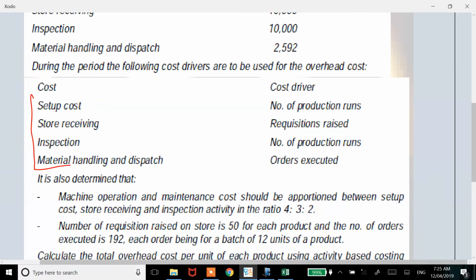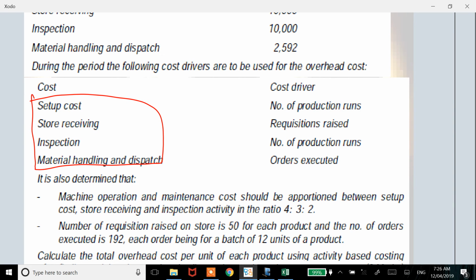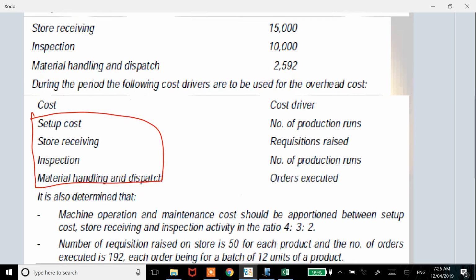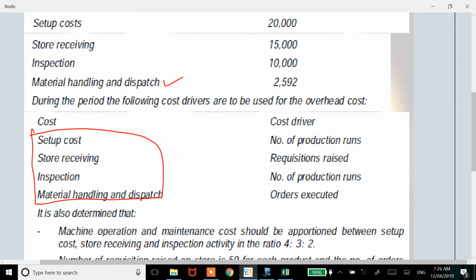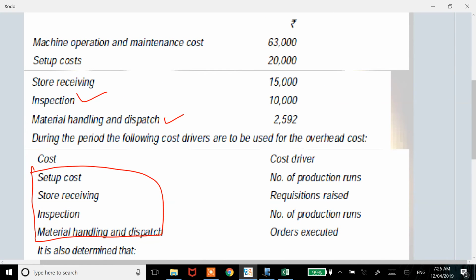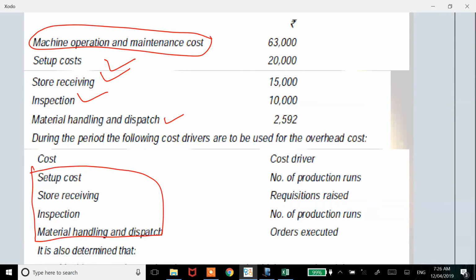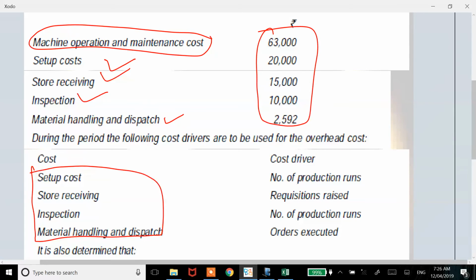These are the 4 important activities as far as the question is concerned: setup, store receiving, inspection, material handling and dispatch. Material handling and dispatch cost is available, inspection is available, store receiving is available, setup is available. Apart from that, I also have one more cost: machine operation and maintenance. If this is also one more activity, then I can write it as part of activity. End objective is you have to find the cost driver rate for all of this.